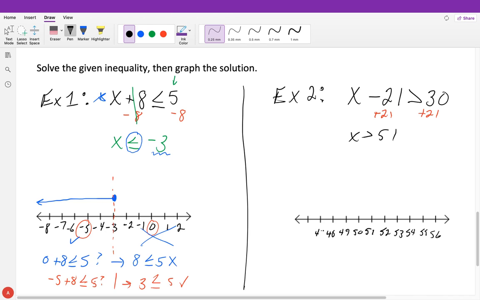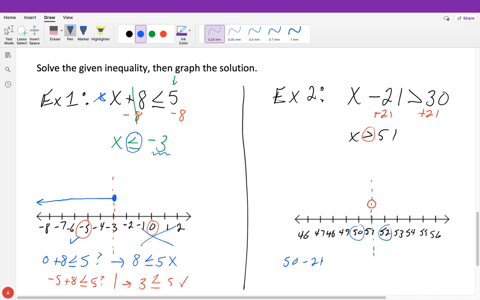I'm going to then identify, well, what type of point am I going to have? Since it is just greater than and not equal to, that means it's going to be an open circle. So I'll put an open circle at 51. This is going to split my graph into two different regions, and I'm going to pick 2 points. I'm just going to pick 50 and 52. So now I'll test them.